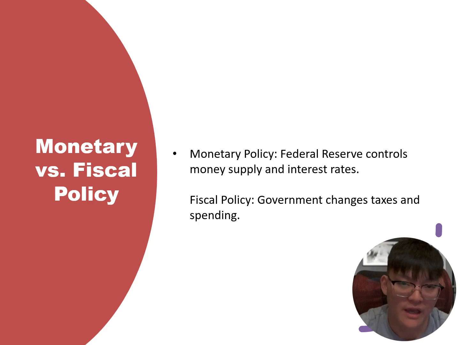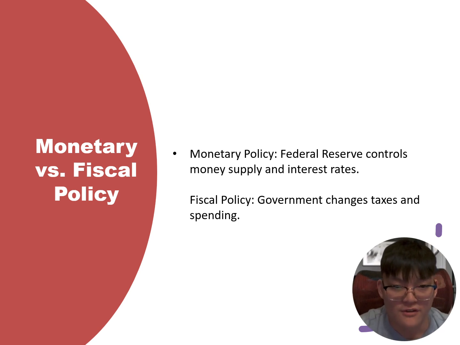So next, we're going to look at how governments manage the economy through monetary and fiscal policy. Monetary policy is handled by the Federal Reserve, which is the central bank of the United States. It involves changing interest rates or adjusting the money supply to influence borrowing, spending, and inflation. For example, when the Federal Reserve lowers interest rates, it becomes cheaper for people and businesses to borrow money, which encourages investments and consumer spending.